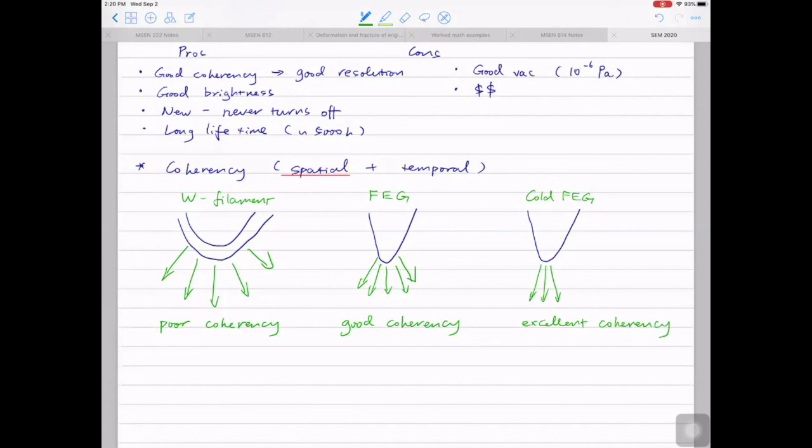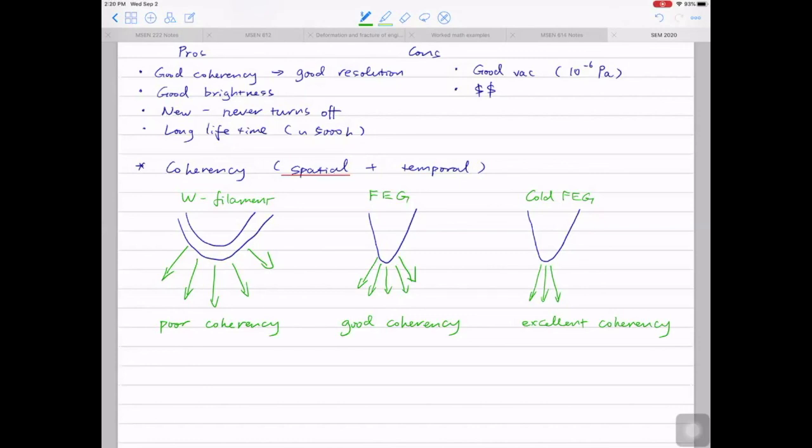In SEM, in the next class, you will learn you can never converge the electron beam to a spot. You always get a disk. And the size of the disk depends on the spatial coherency. What you're getting is the image of your filament. So if the electrons are coming out from a very small area of the filament, then the probe is much smaller. That's why you get much better spatial resolution. If the electrons are coming out over a large area, then the probe is much bigger. You get a poor spatial resolution.